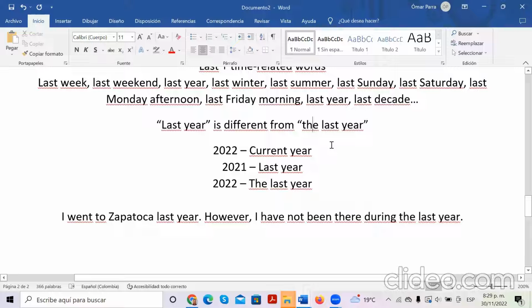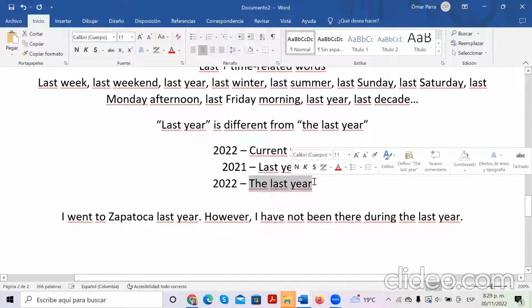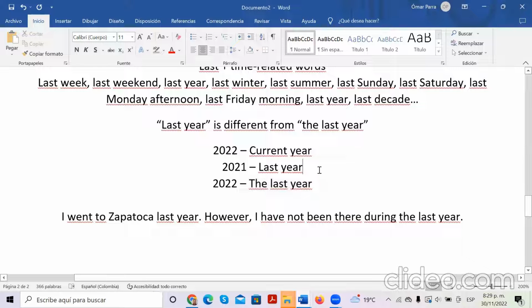En español, para que quede un poco más claro. ¿Listo? Brevemente. El año en curso, de acuerdo con nuestro calendario gregoriano, es el 2022, ¿sí? El año pasado, que en inglés se dice last year, es el 2021. Sin embargo, the last year se refiere al año en curso. La diferencia, la confusión viene del español, ¿sí?